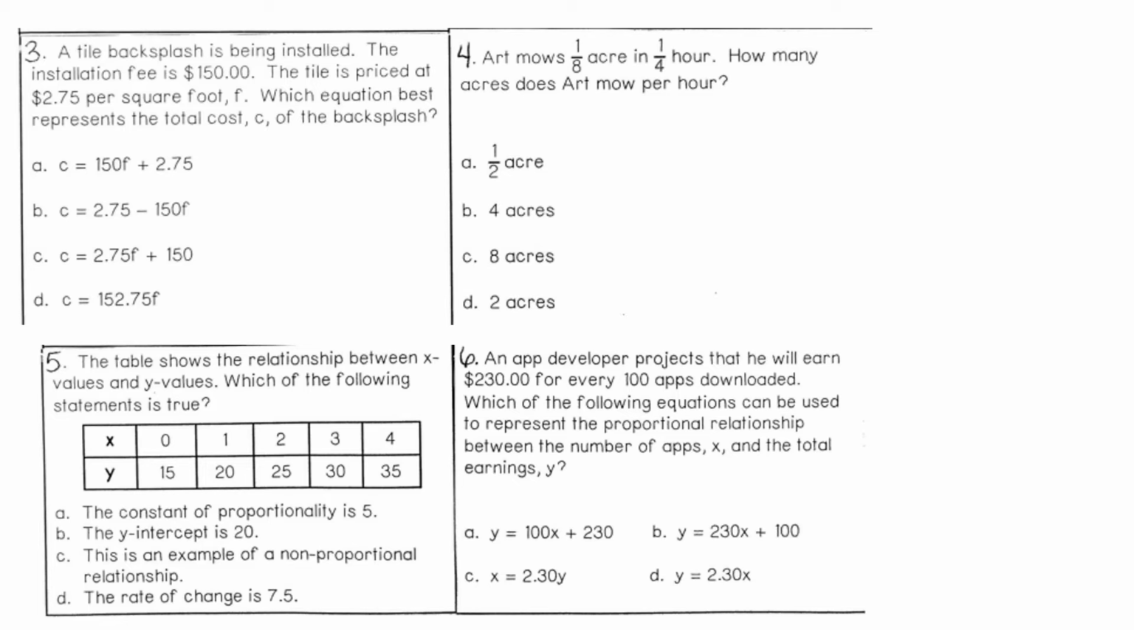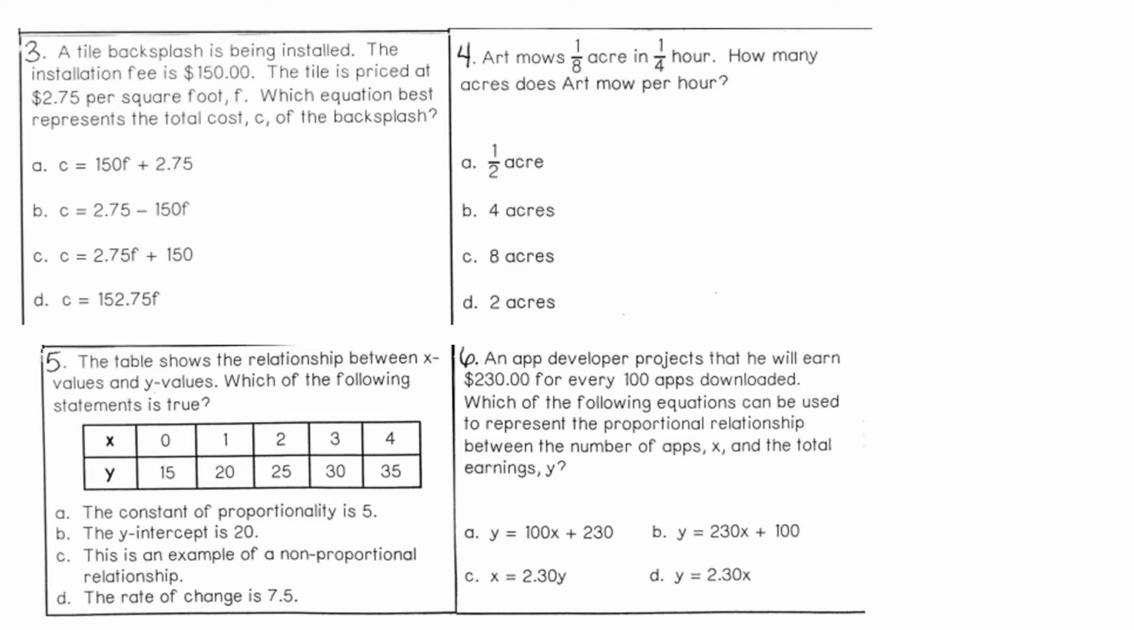Number 5, the table shows the relationship between X values and Y values. Which of the following statements is true? A, the constant of proportionality is 5. B, the y-intercept is 20. C, this is an example of a non-proportional relationship. D, the rate of change is 7.5.